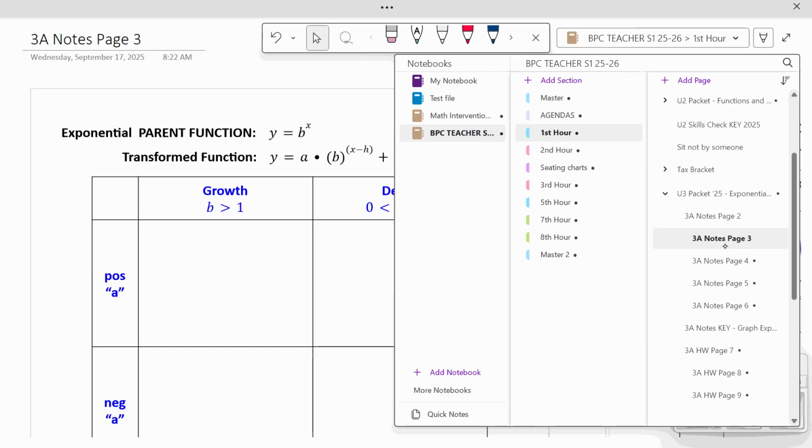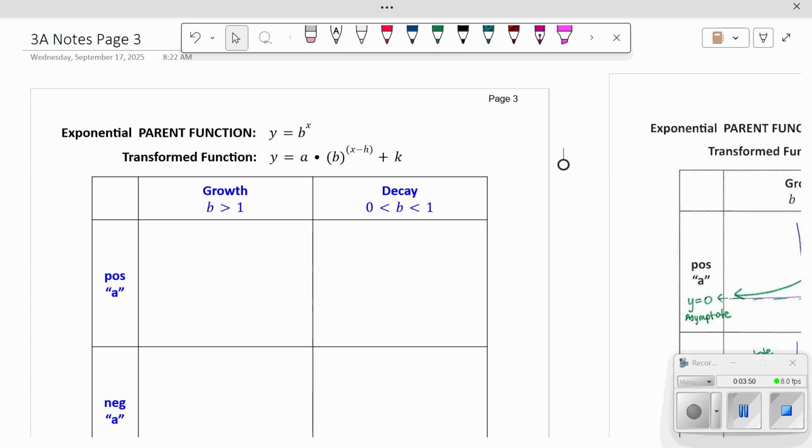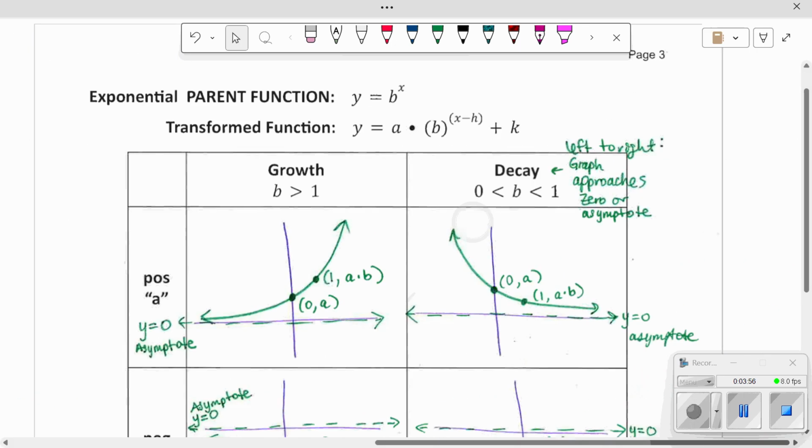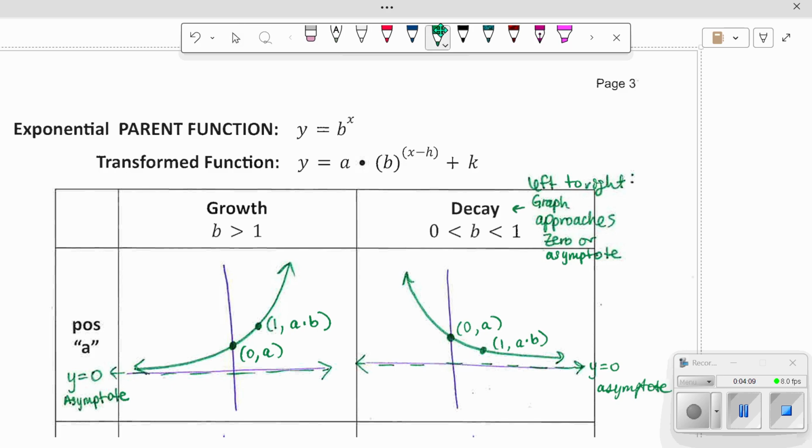All right, now that we have that refresher about what's going on with linear versus exponential, we're going to look at this notes page where we have growth and decay. And again, this is something you saw in Algebra 2, so I'm going to treat this as a refresher here. You're going to fill in this table on your notes. So if your b value is greater than 1, what that looks like with positive a is growth. You have a graph that's going up.